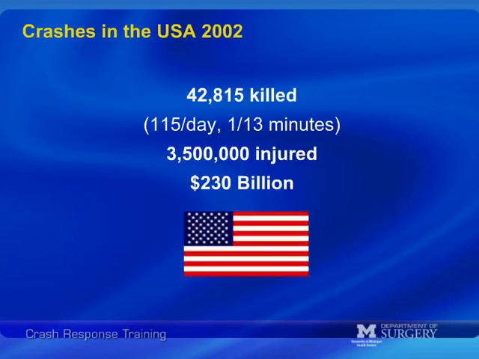Those were the basic take-home messages that we're going to cover today. So let's go back to the beginning and talk a little bit about crashes in general. Motor vehicle crashes are a major public health problem. Overall, in the United States, approximately 40,000 people are killed each year in motor vehicle crashes. That boils down to about 115 deaths per day, or 1 death every 13 minutes. On top of these fatalities, 3.5 million people are injured. The cost of crash injuries is staggering at $230 billion per year.